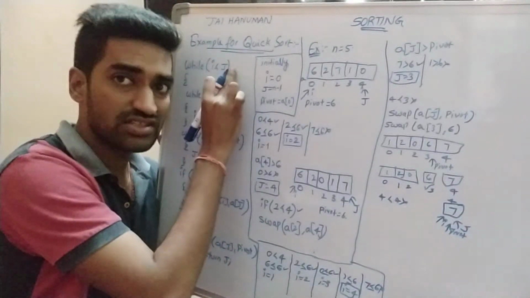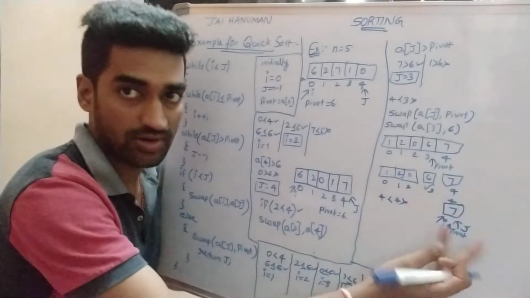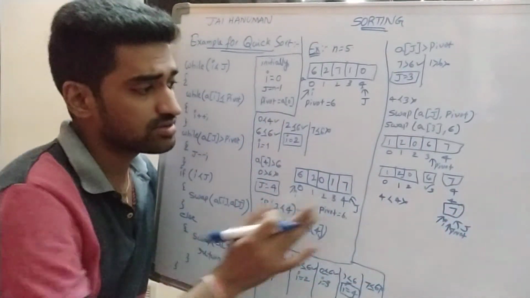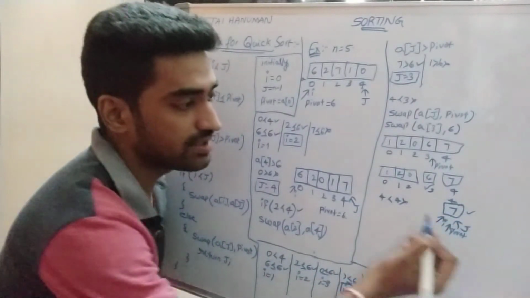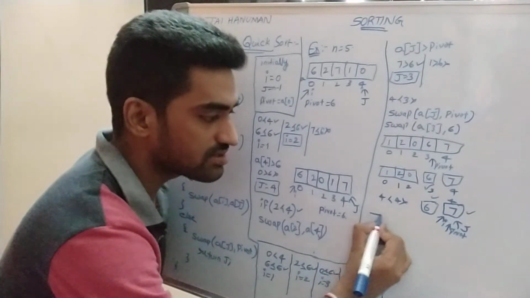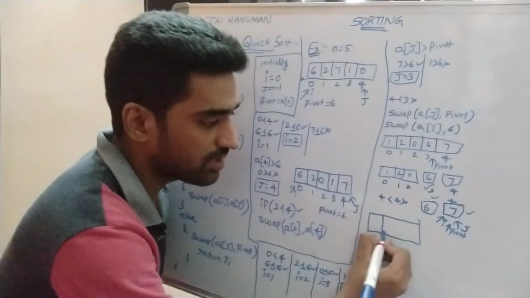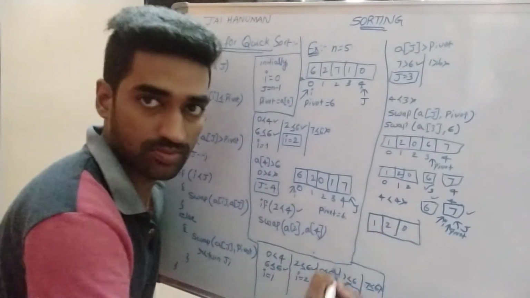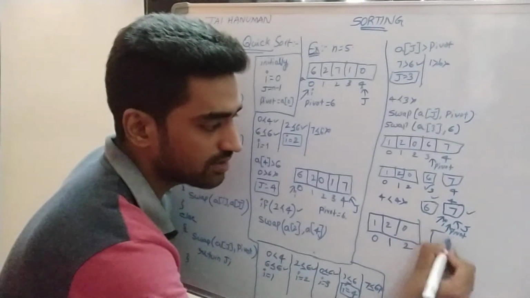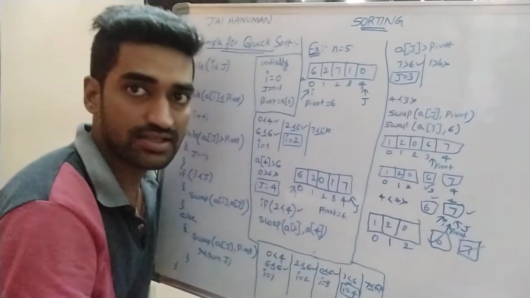Once this condition becomes a failure, what is the meaning of that? The entire array is already sorted, so we need not apply this procedure. This array is already sorted, and the pivot position is already sorted. So which array are we taking? The left subarray. What is the left subarray? 1, 2, 0. What are the indexes? 0, 1, 2. The 7, the right subarray, is already sorted.